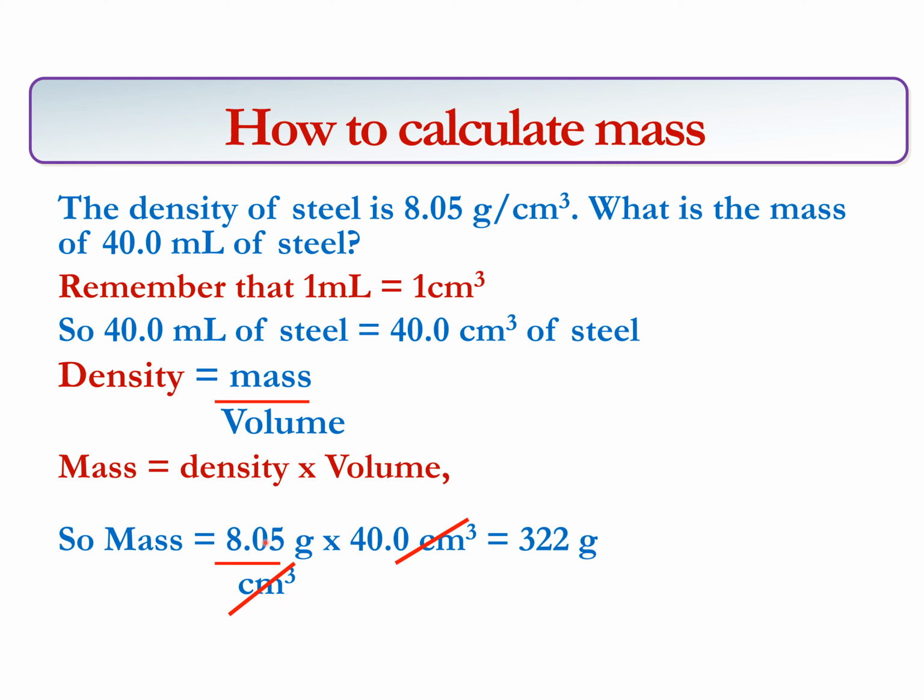And then if you multiply 8.05 by 40, you will get 322. Because gram is the only unit left, the final unit would then be in gram. So this is a way of knowing what your final unit will be. If you leave all the units, some will cancel out, and the one that is remaining will be the final unit. So the answer to this problem is 322 gram.